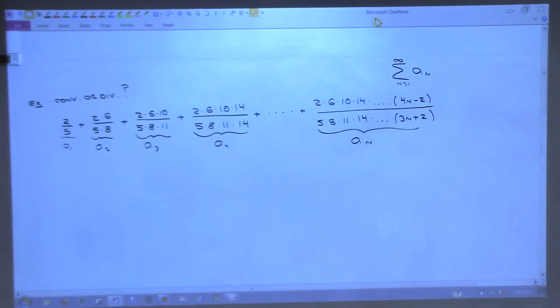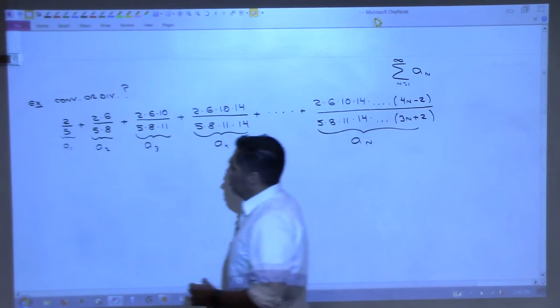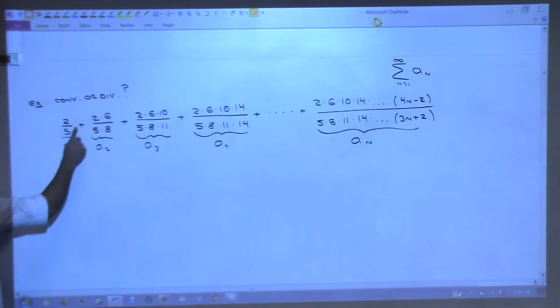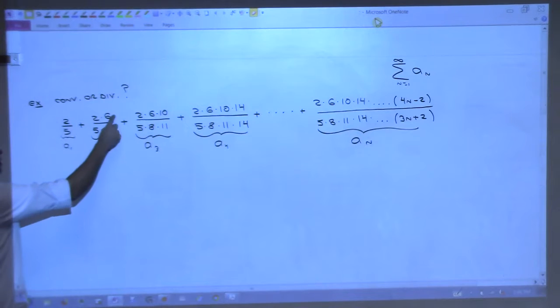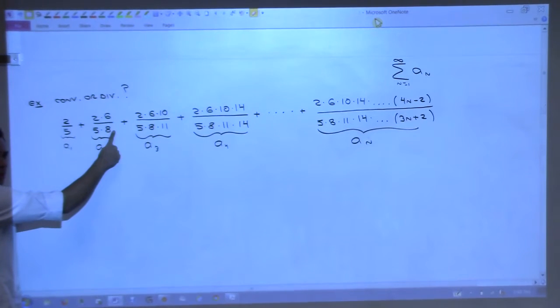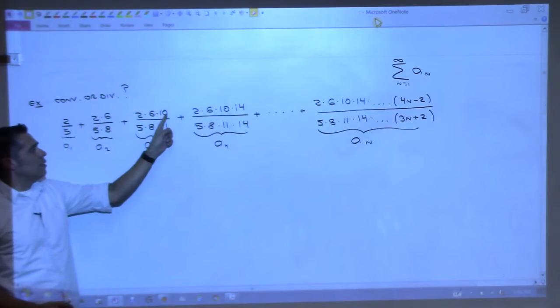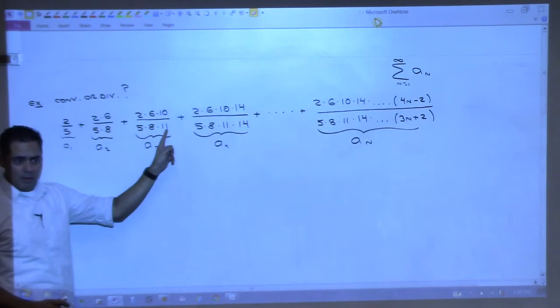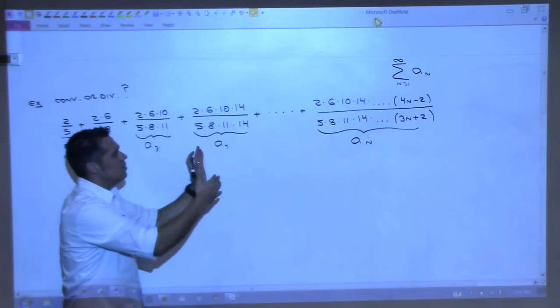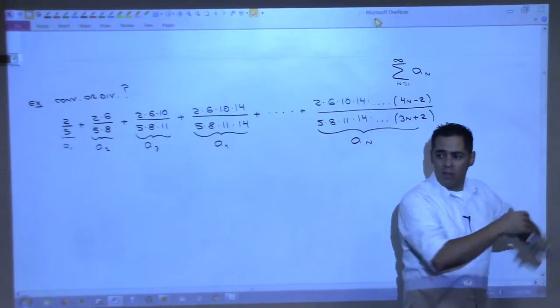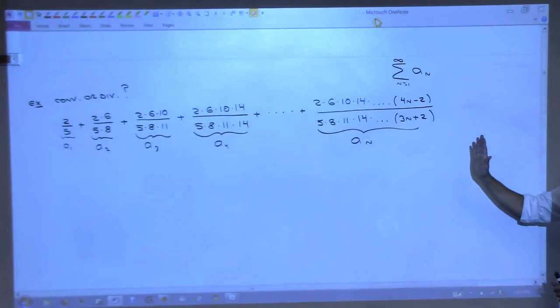Sure? Now the pattern is that first you do 2 over 5, and then the next one you do 2 over 5, but then times you increase this one by 4 and increase this one by 3, right? But you multiply it times the first one. And then 2 over 5, 6 over 8, 10 over 11. So you increase this one by 4, increase that one by 3. And you continue that. So every single term that you go, you're just tacking on an additional multiplication on the outside. Do you all get that?